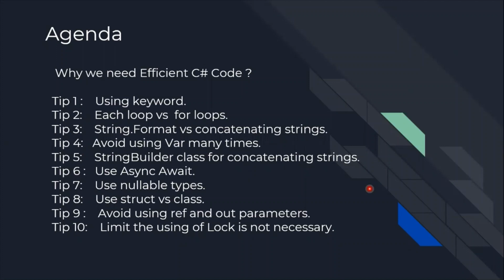Tip number 4, avoid using var keyword many times. Tip number 5, StringBuilder class for concatenating strings. Tip number 6, use async await keywords. Tip number 7, use nullable types. Tip number 8, use struct against using classes. When you must use struct and when you must use classes. Tip number 9, avoid using ref and out as parameters. Tip number 10, limit the using of lock if it is not necessary.